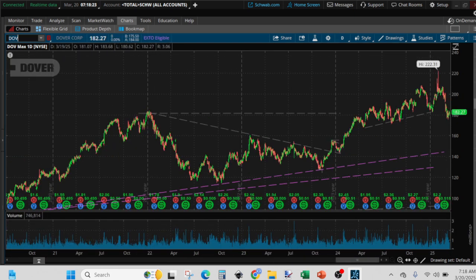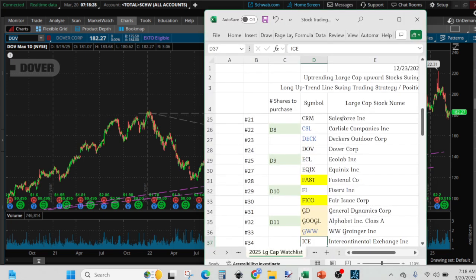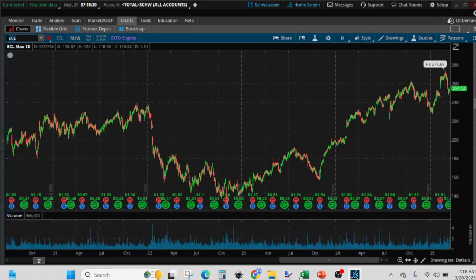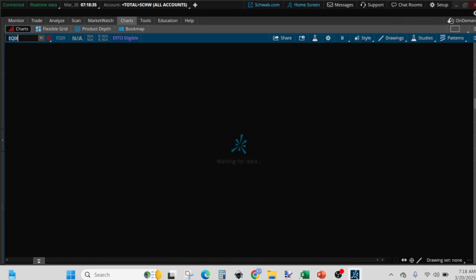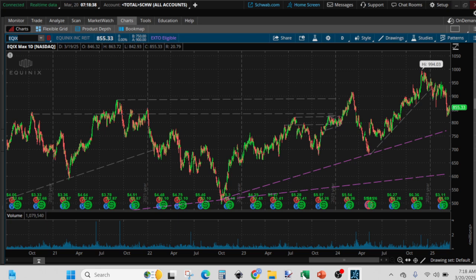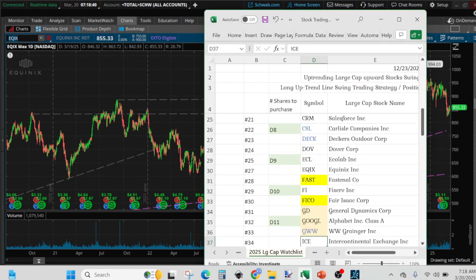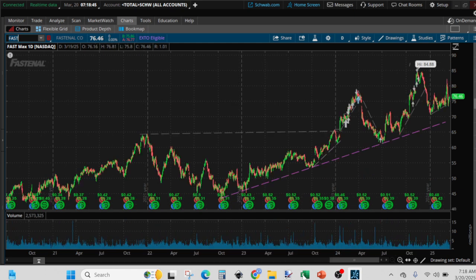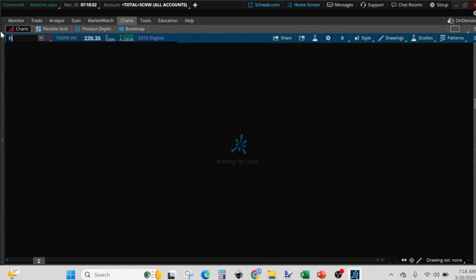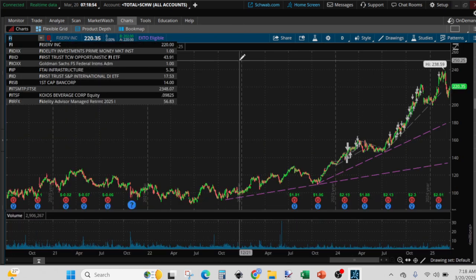So DOV is far from the trend line. ECL is far from the trend line. EQIX is far from the trend line. FAST, we purchased it, we have not sold it yet. We purchased it somewhere there, it pulled back on us and is still doing its thing, so it's negative in our account. FICO is far from the trend line.